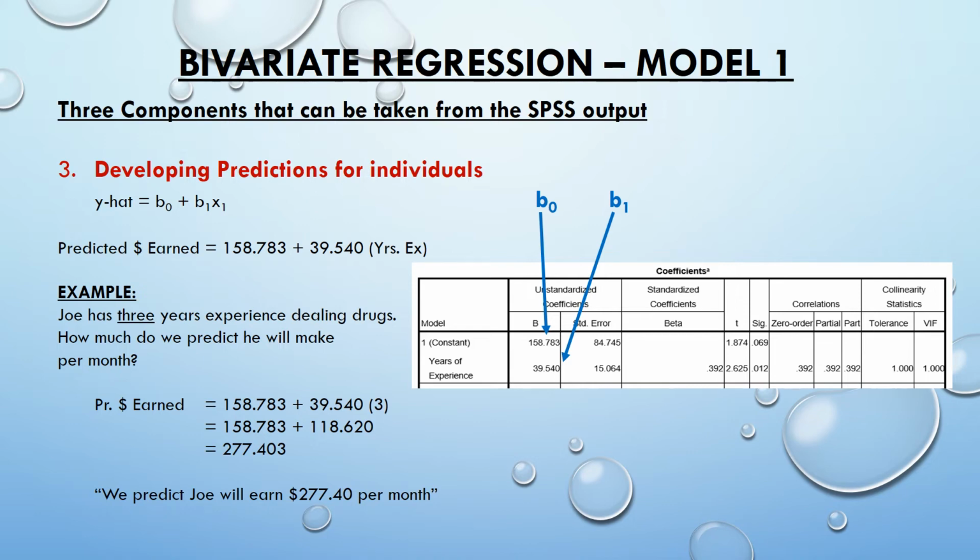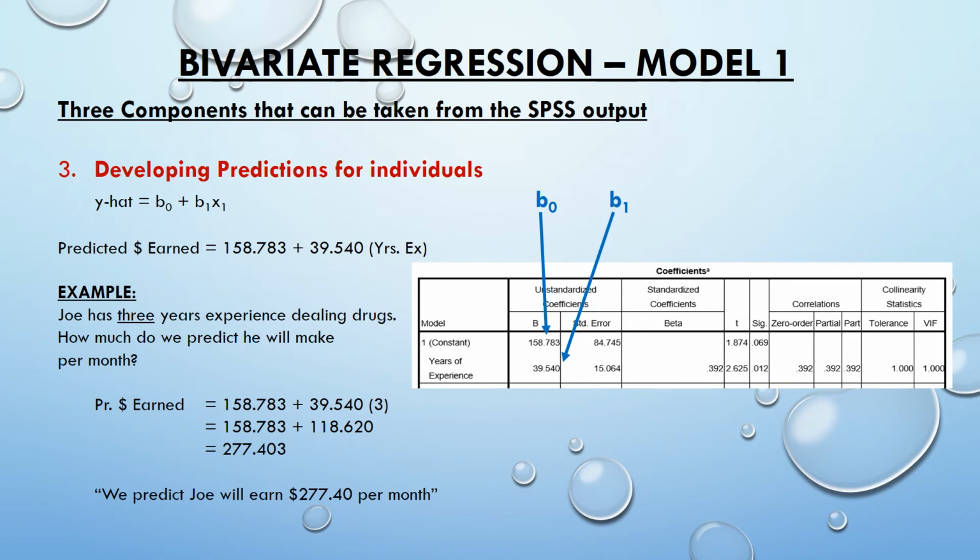Well, if we enter his values into the model, the things that will stay the same here are the constant, B sub 0, and B1, the regression coefficient for years of experience. So if we're trying to predict his money earned, we have 158.783 plus 39.540 times 3. 3 is what we introduced for his years of experience.